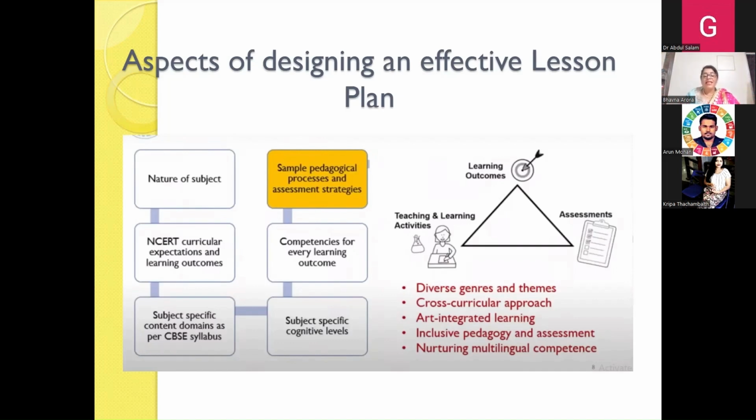Then subject-specific cognitive levels are to be kept in mind. Competencies for every learning outcome. We are going to talk about it in detail. And then sample pedagogical processes and assessment strategies. So we're going to talk about everything. And then it also talks about diverse genres and themes, and the cross-curricular approach. It is very, very important.